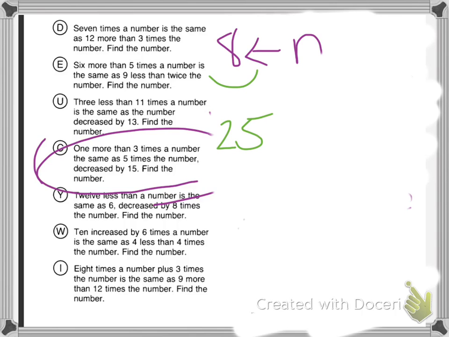Now, it said that's going to be the same as 5 times the number decreased by 15. You'll see the order changes. 5 times the number, I actually do 8 times 5 first. And 8 times 5 here is 40, and then I decrease, going in the order that it had appeared in my process. So 5 times the number 8 is 40, decreased by 15. Well, 40 decreased by 10 is 30, and 30 decreased by 5 more is 25.